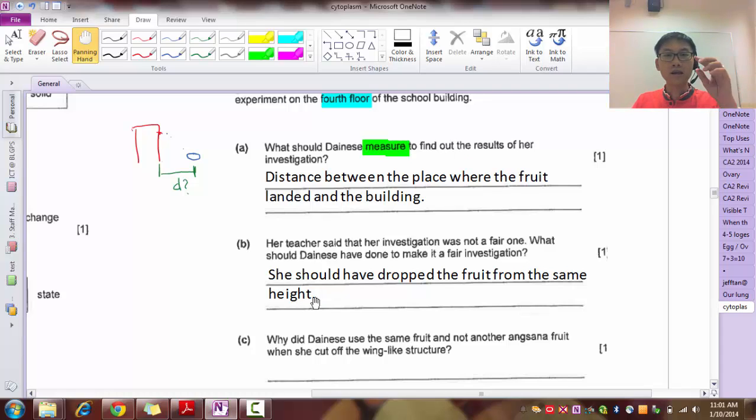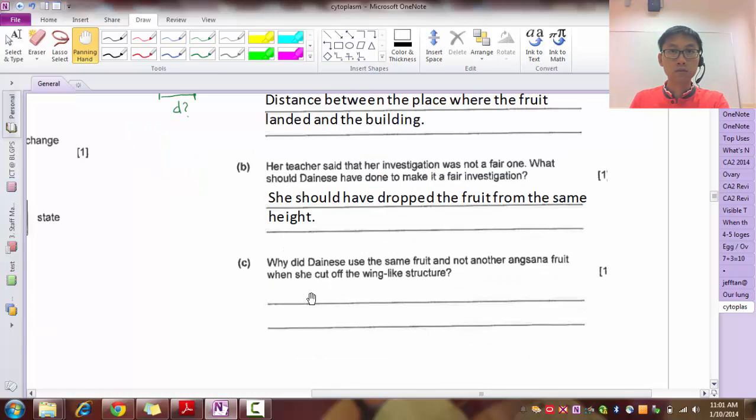Okay, so why did Denise use the same fruit and not another angsana fruit like what I'm showing you? Why did she just use one fruit, cut off the wings to do the experiment, and not use two different fruits? Why did she do that? What do you think? Now again, it is to ensure fair test, because if I have different fruits, the size of the seeds may be different, the mass may be different, so a lot of variables can change. But if I use the same fruit, the seed will always be the same.